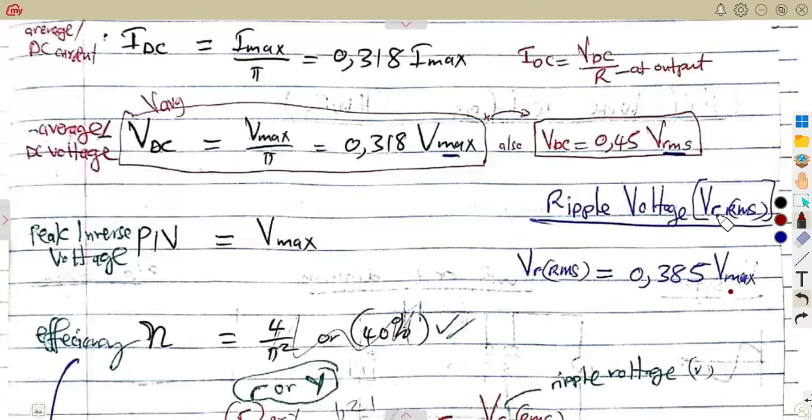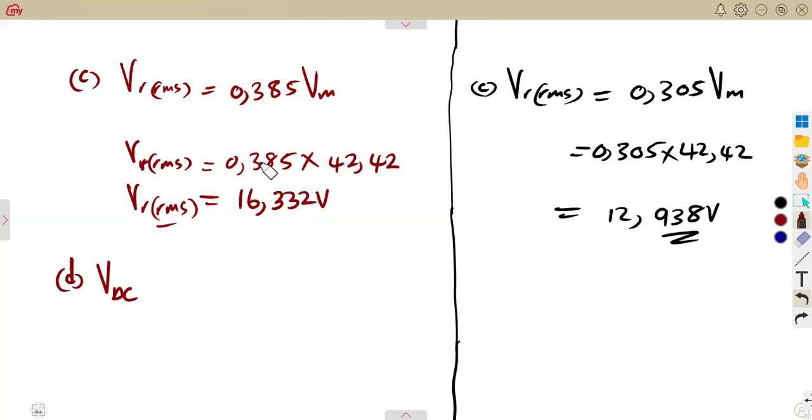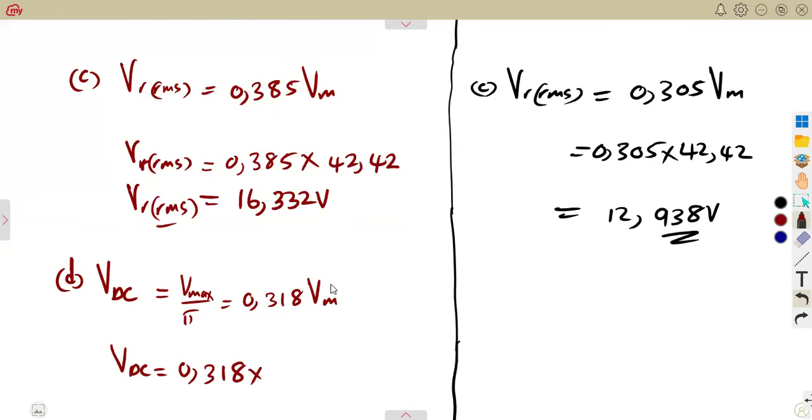Considering a half wave, our VDC is taken from maximum over pi, which is given as 0.318 times the maximum voltage. From N4, we have this, or just use Vmax over pi. As we saw from this, Vmax over pi simply gives us 0.318 times the maximum voltage. That's our VDC.